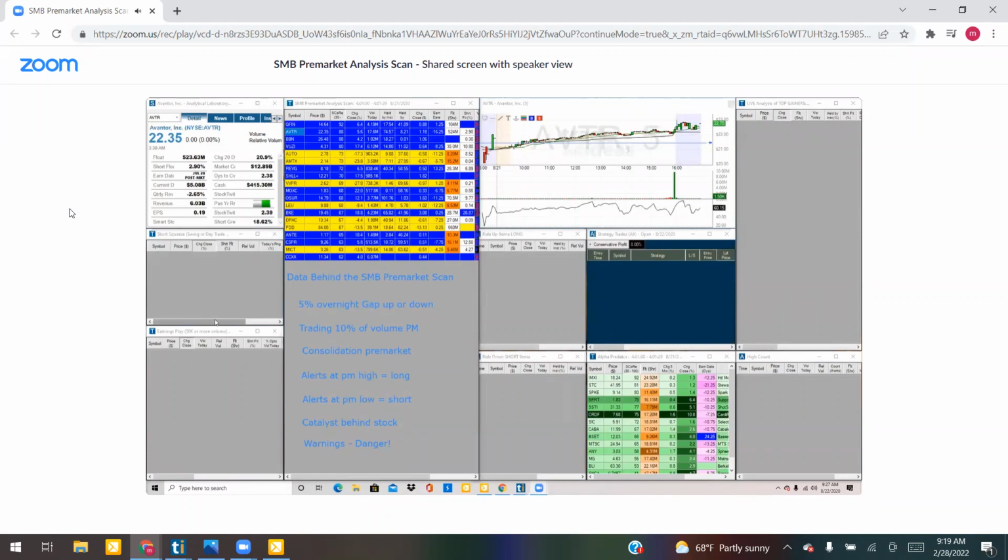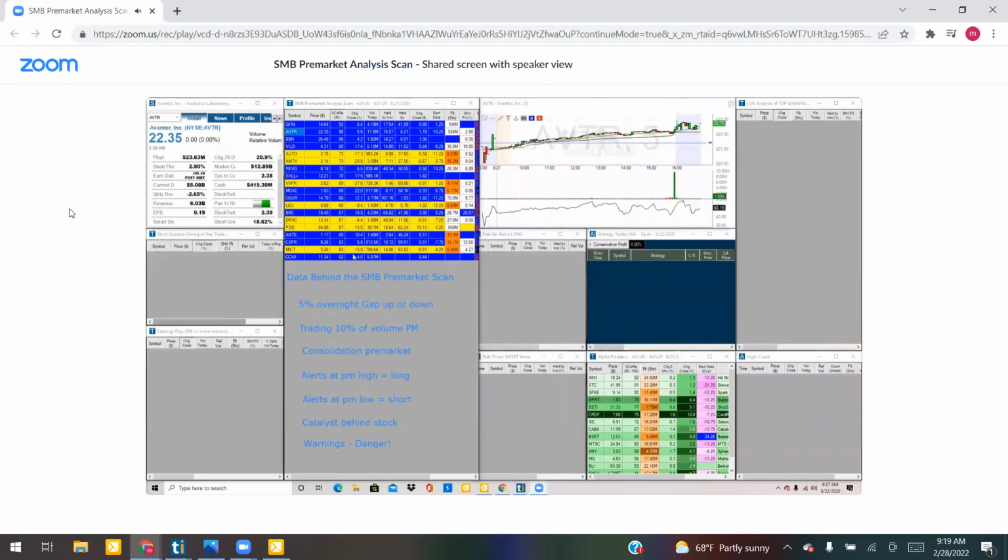So the SMB pre-market analysis scan starts alerting at 7 a.m. in the morning, and will alert throughout the day, but we only concern ourselves with the alerts pre-market. So that's from 7 a.m. to 9:30 a.m. Eastern time.